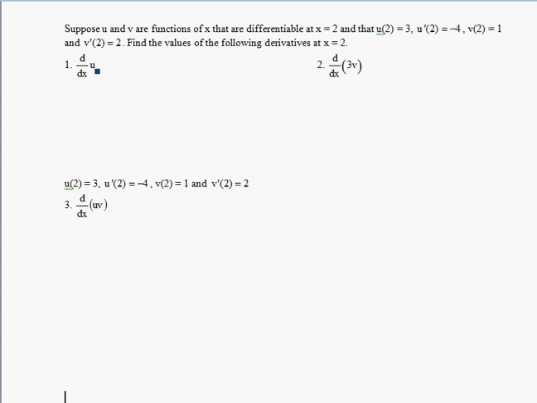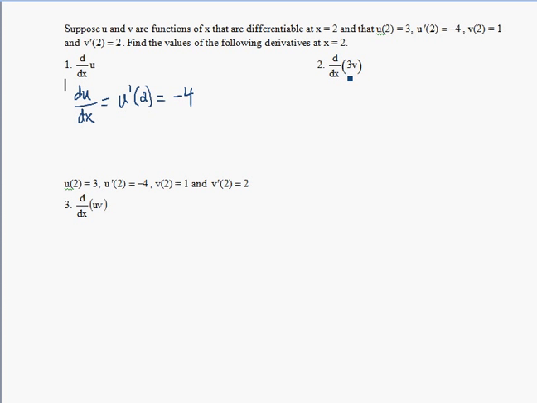So therefore, we're really just doing the derivative of u at 2. Well, this is du dx, which is the same thing as u prime, and we're finding the derivative at 2, so it's really just u prime of 2. Well, u prime of 2 is -4.